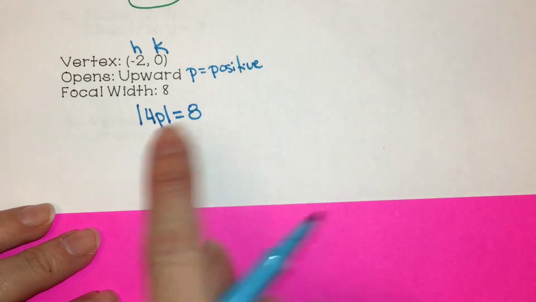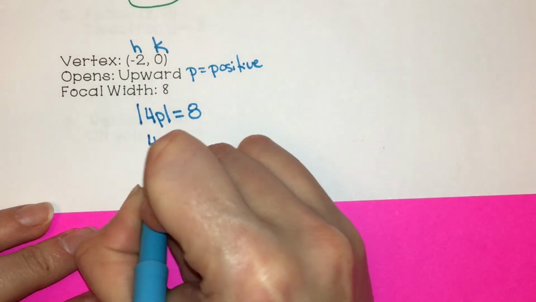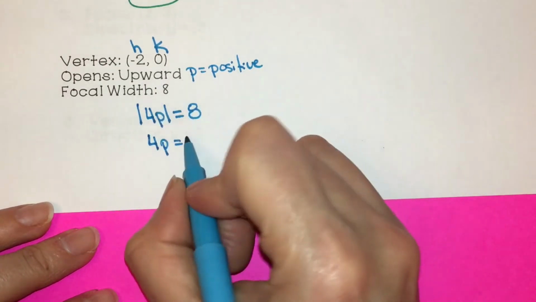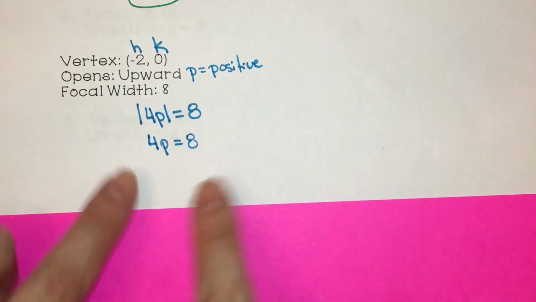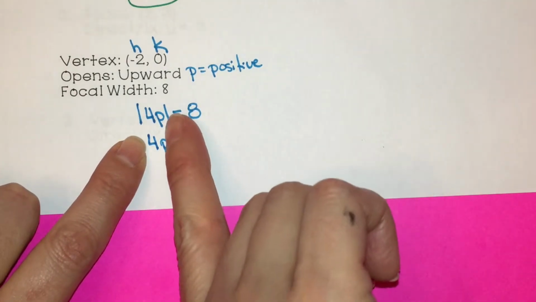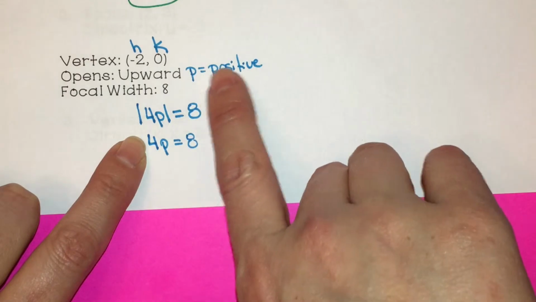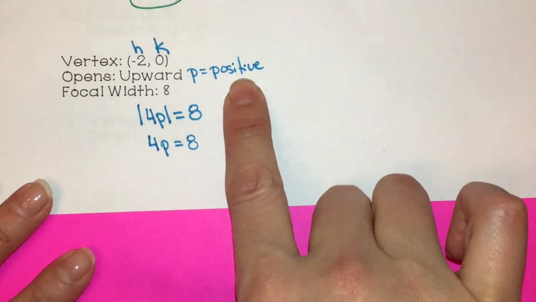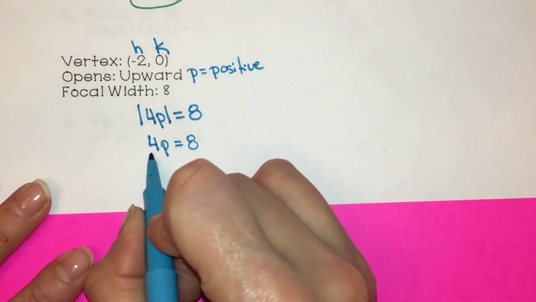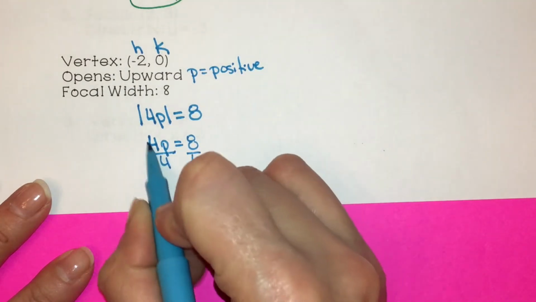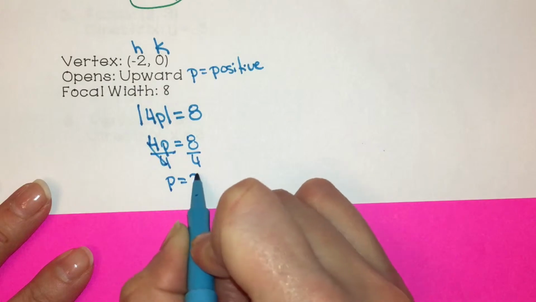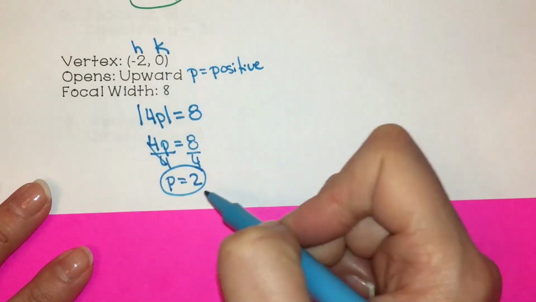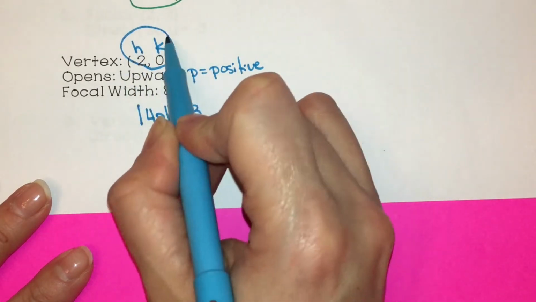That means 4p is equal to 8. Right now I'm going to ignore if p is positive or negative because I know it's positive. So I'm just removing those absolute value bars knowing that p is positive. Okay, to get p by itself, divide both sides by 4, and p is equal to 2. So I now know what p is, I know what h and k are.